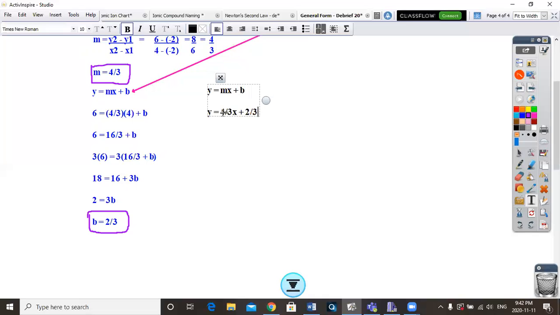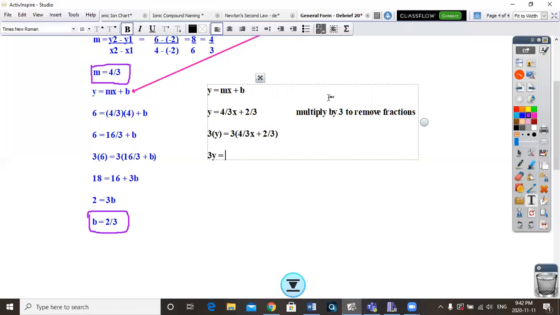So we have 2 fractions, but you'll notice the denominator is 3. So multiply by 3 to remove fractions. You don't have to find an LCM because it's the same denominator, so that's actually kind of nice. So 3 times y equals 3 times 4/3 x plus 2/3. So 3y equals, when you have the same denominator and you're multiplying by the same top number, they cancel. So it's 4x plus 2.